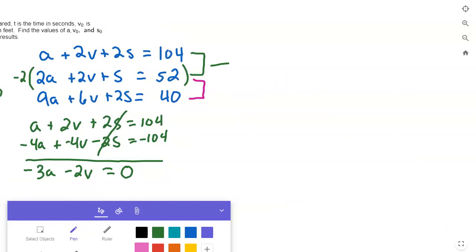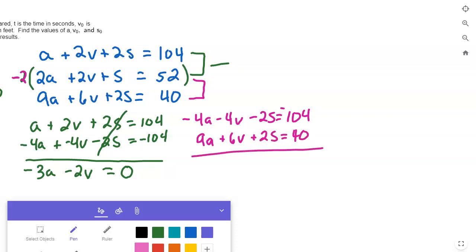And to eliminate the s, you could multiply it again by a -2, so it matches with the bottom two equations. That's why I usually pick that s, the one at the end. And so you'd have -4a minus 4v minus 2s equals -104. And then your bottom equation would be 9a plus 6v plus 2s equals 40.